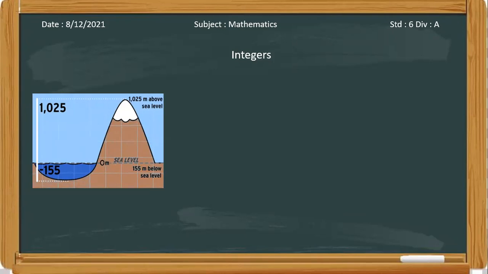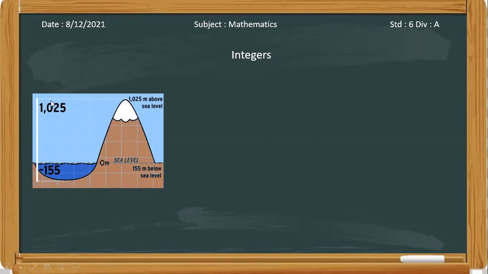Hello, am I audible? Yes, ma'am. Okay, so can anyone tell me what this 1025 and minus 155 indicates? Ma'am, is it the temperature? No, it's the distance from the water level.